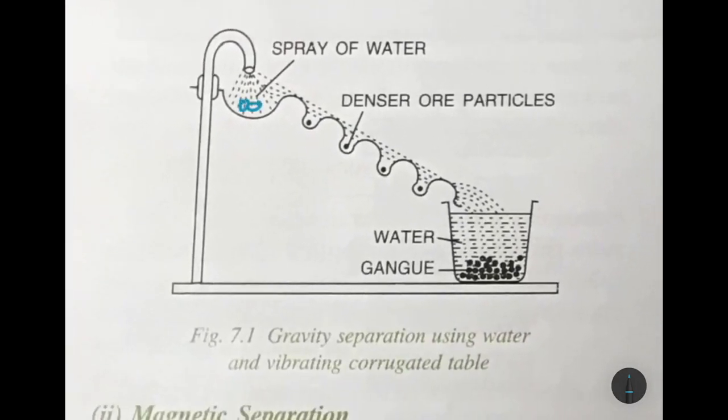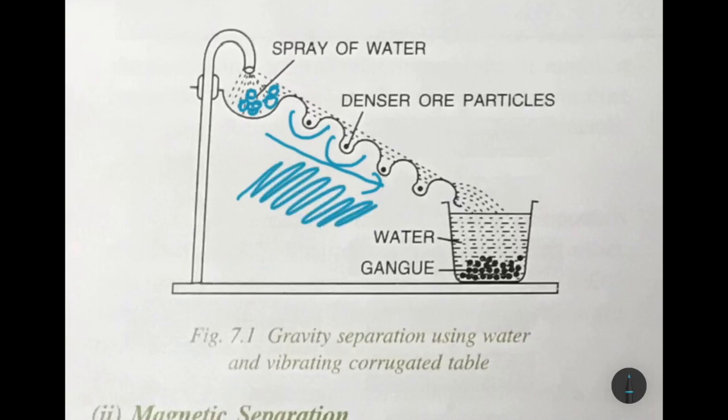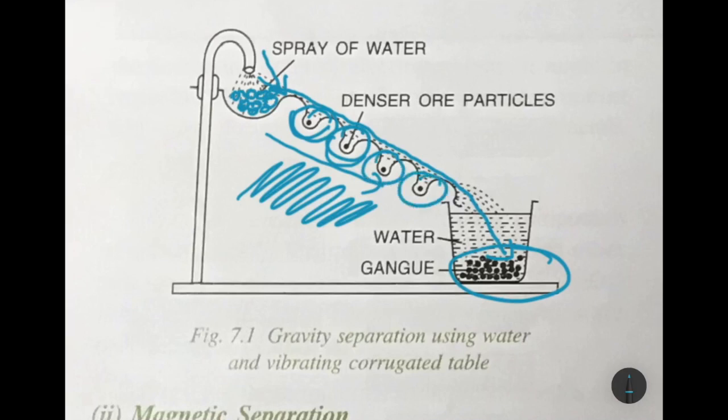The ore is poured on a corrugated table which has grooves. It is slanting and it is constantly vibrating. Okay, and when a jet of water is sprayed over the powdered ore, what happens? It will start flowing along with the water. The lighter gangue particles will move right down and it is separated. The heavier or the denser ore particles will settle down in the grooves. So hence the ore and the gangue are separated.